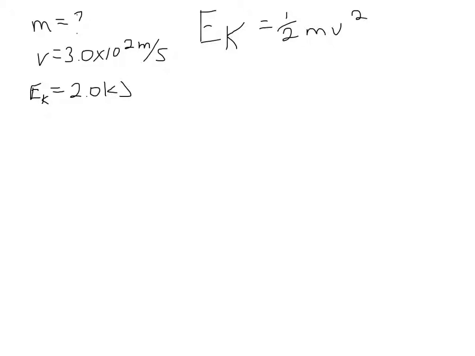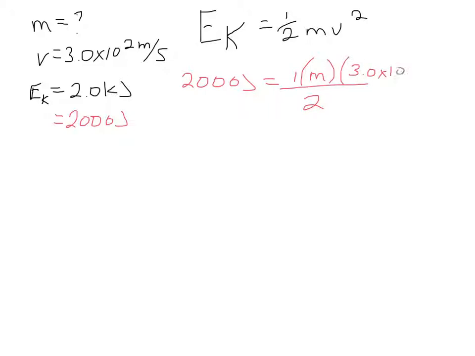Another way you could do this is you could put your numbers in first. Before I put my numbers in, remember we can't use kilojoules, we have to transfer that into joules. So I can put my numbers in. On this side I have 2,000 joules. Over here I have half, and half is kind of just like dividing by 2. So I have mass there, and I know that I have my velocity, which is 3.0 times 10 to the 2, squared.